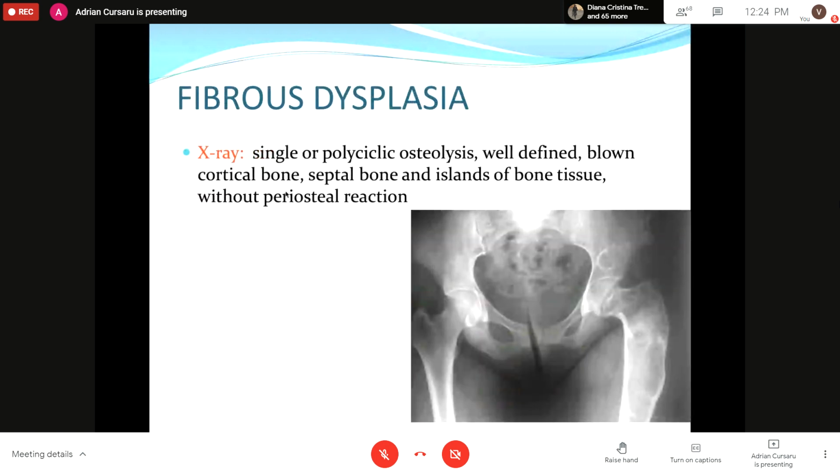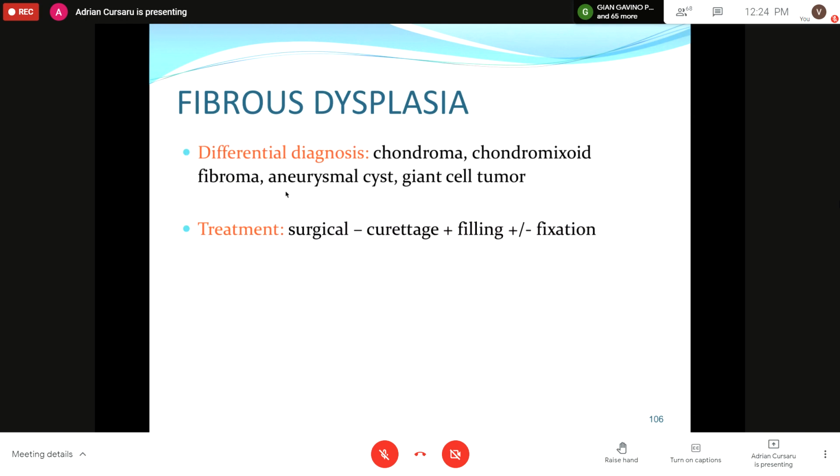On X-ray, fibrous dysplasia is represented by single or polyostotic osteolysis, but well defined because it is a benign tumor, with blown cortical bone, septal bone, and islands of bone tissue without periosteal reaction. You will not see periosteal reaction in any case of fibrous dysplasia. That is the sign of a malignant tumor.